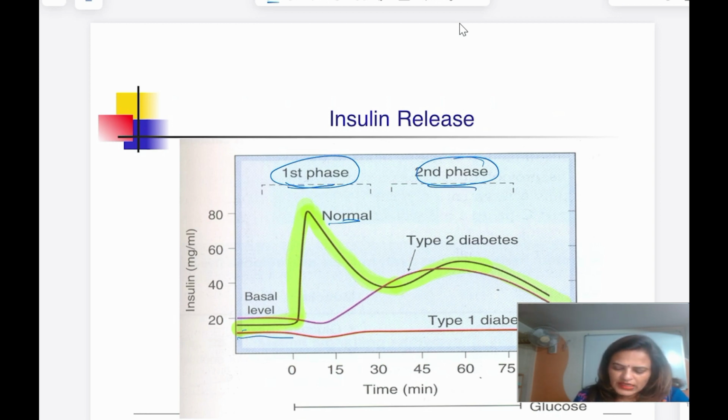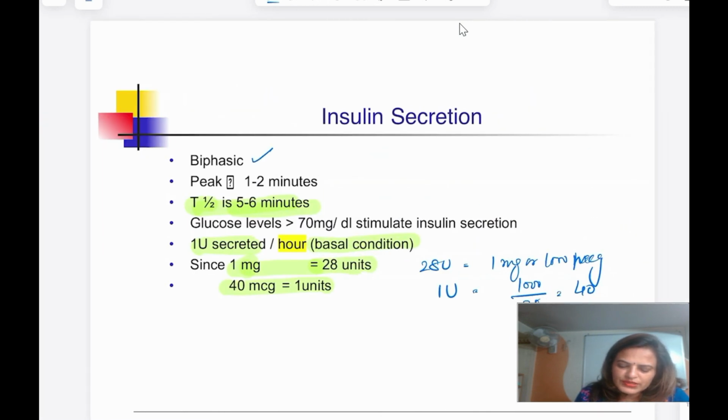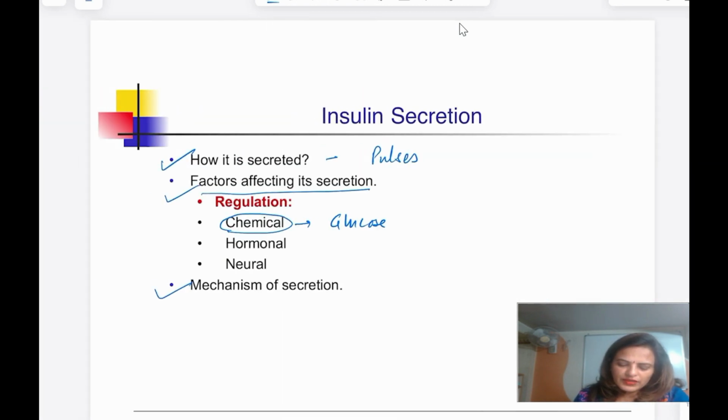And you can see in type 1 diabetes there is no phase, and in type 2 the phase 1 is missing, and you can see the phase 2. Then the second one is, what are the factors which regulate its secretion? Chemical: we take the food, so glucose is the main one, even amino acids and fat also cause the release of insulin. How much glucose is required? More than 70 milligram per deciliter is going to stimulate the insulin release.